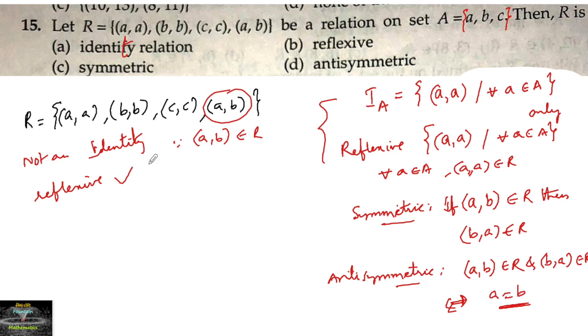And coming to the symmetric, clearly we can say that (a, b) belongs to R, but (b, a) does not belong to R. There is no ordered pair (b, a), and hence it is not symmetric.